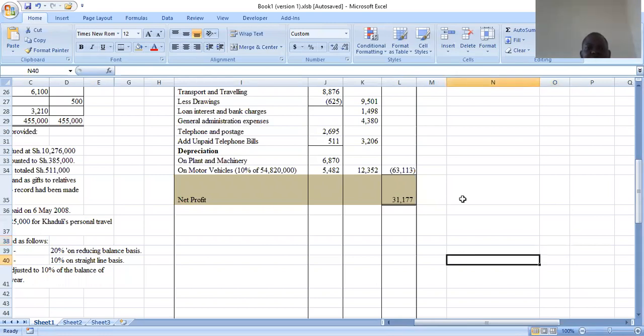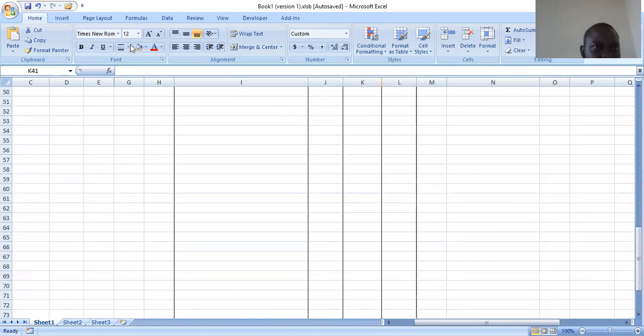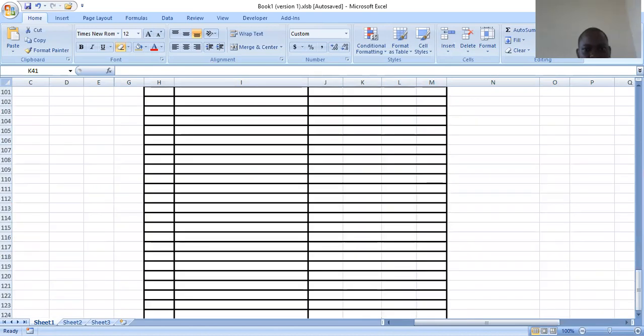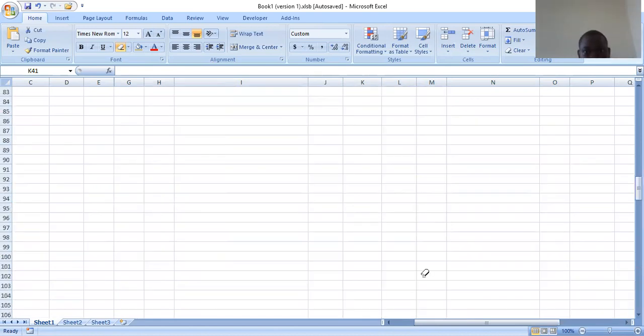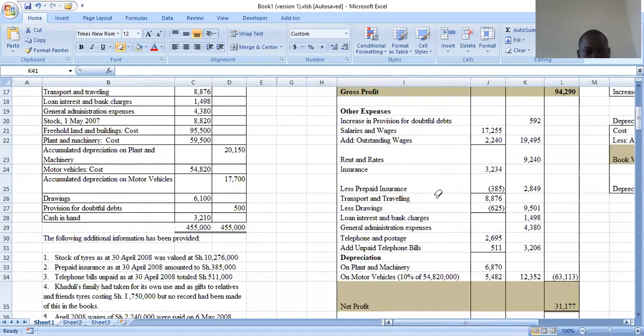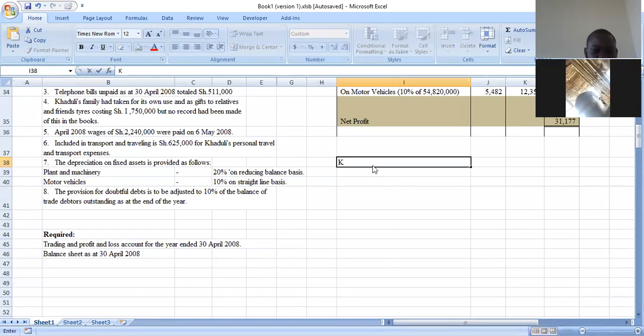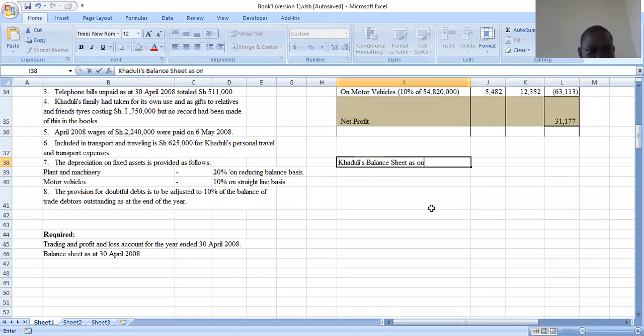So next, we prepare the balance sheet. So it's Kanduli's balance sheet as on 30th April 2008.